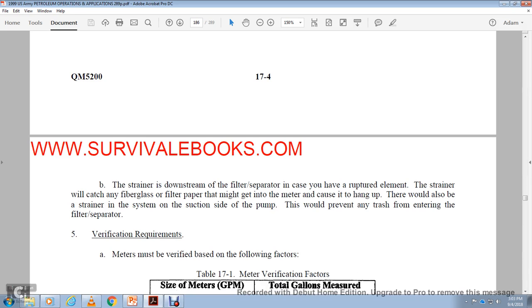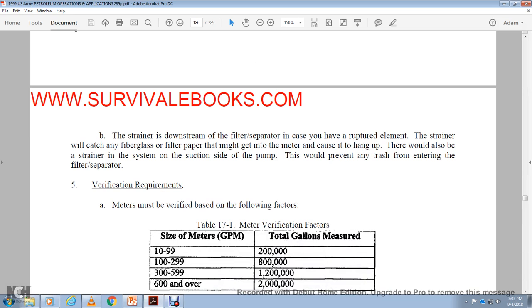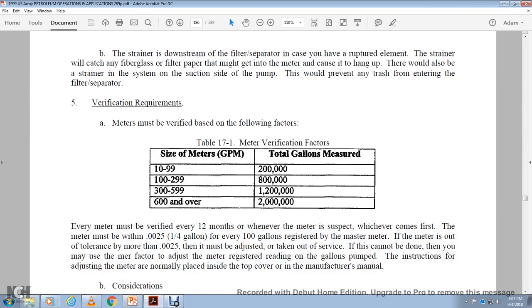Alright, verification requirements. Meters must be verified based on the following factors: size of the meter, gallons per minute, and the total gallons measured. Every meter must be verified every 12 months, or whenever the meter is suspected of error, whichever comes first.